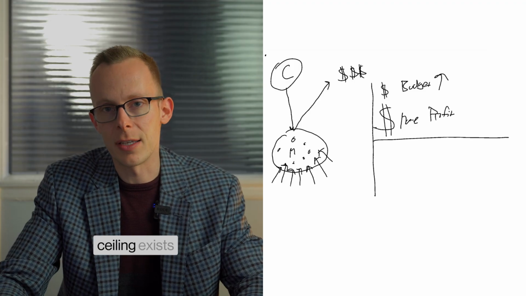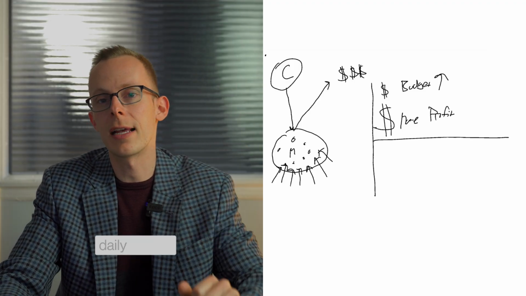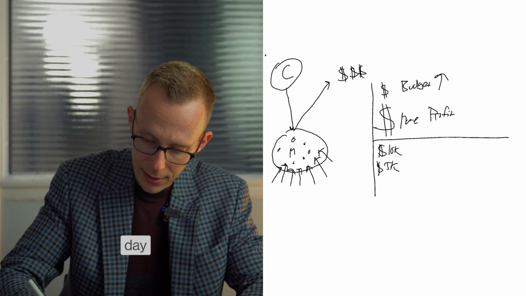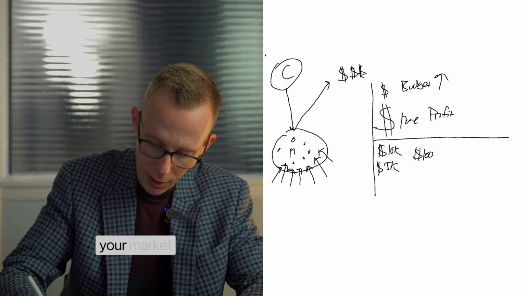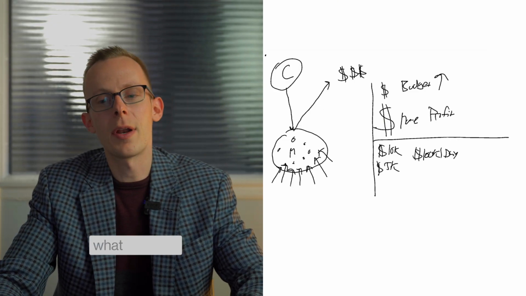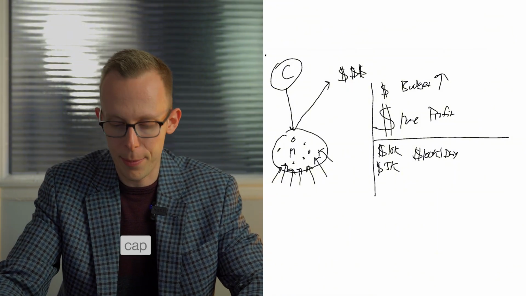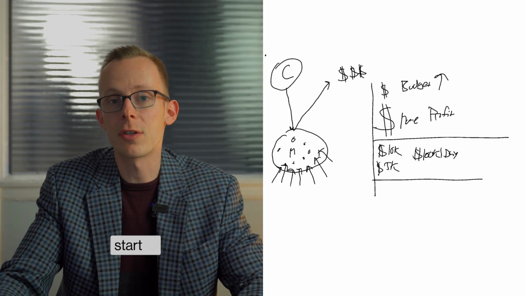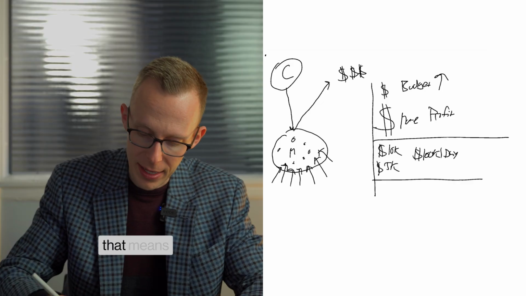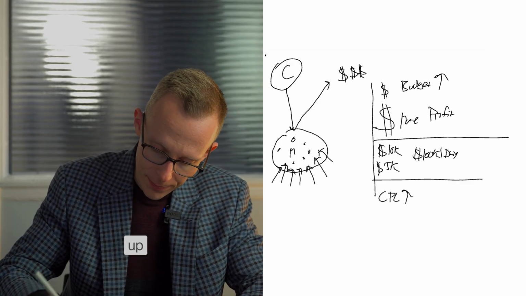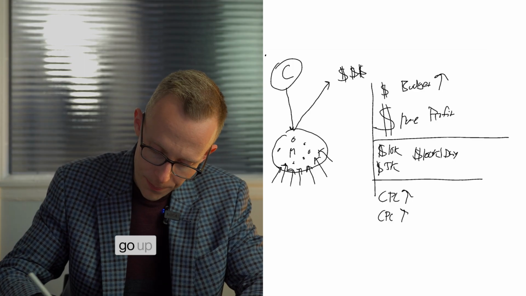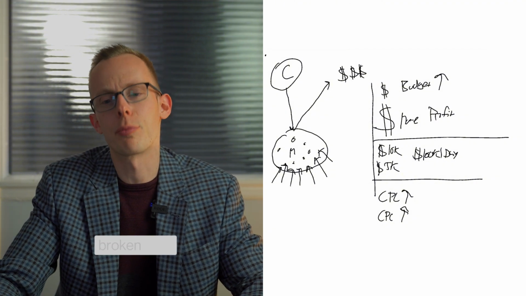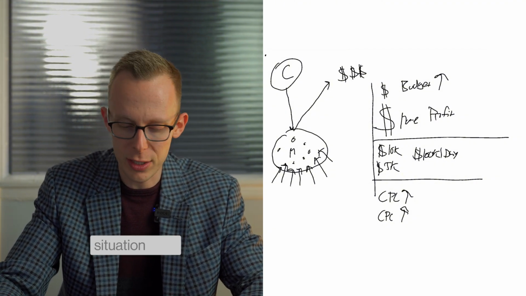The ceiling exists because once you reach a certain daily budget, whether that be 10K a day, maybe 5K a day, it could even be 100K a day, depending on your market size, then you find your cap. And you know that you've hit your ceiling because your budget will start to make you bleed money. That means that your cost per lead is going to go up. Your cost per call is going to go up. And then all of a sudden you're left like, wow, this is working so well, but now all of a sudden it's broken. So here's how to handle that situation.